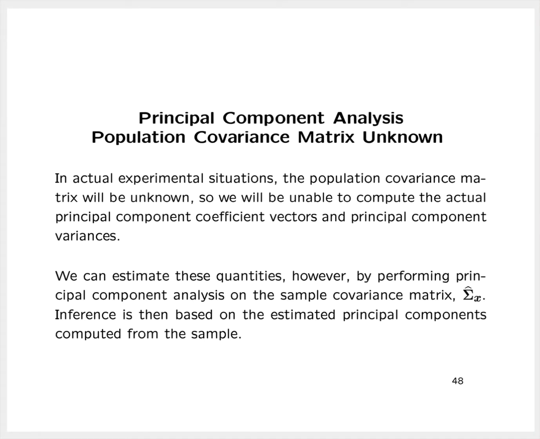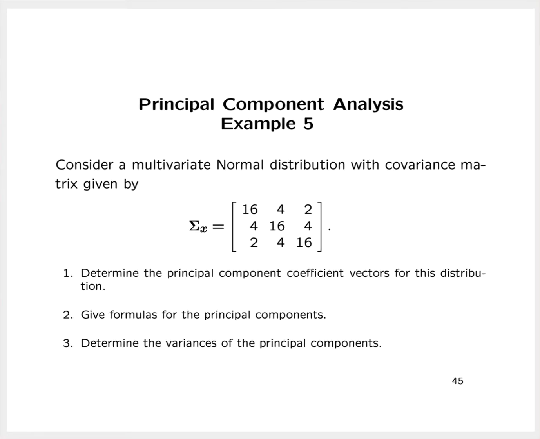In the last lecture video, we saw how to construct the principal components from a known covariance matrix. Looking back at example 5, this was the last example that we looked at in the last lecture video. We're given that we have a multivariate normal distribution of rank 3. Here is the known covariance matrix. It's a 3 by 3 positive definite matrix.